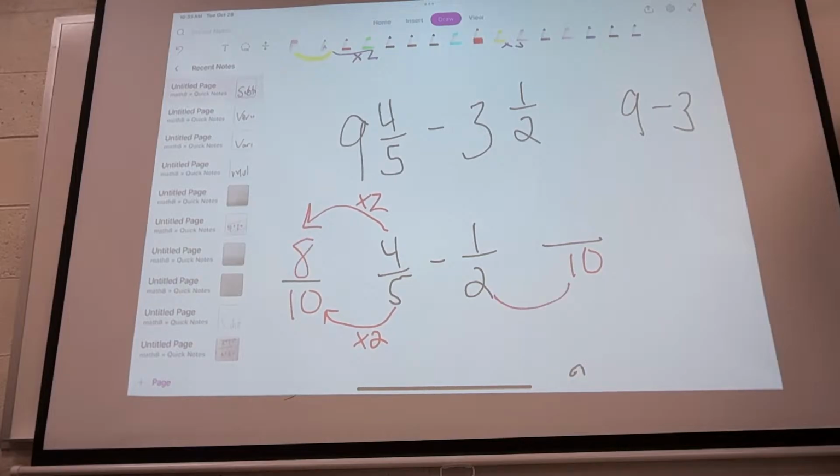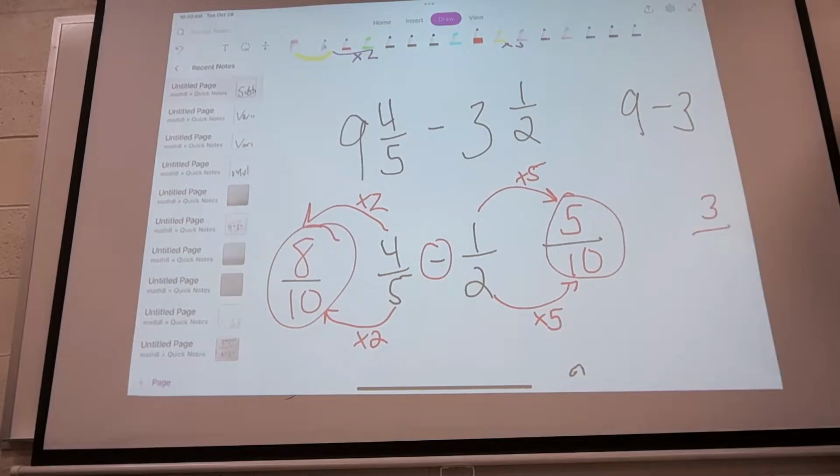How do I turn a 2 into a 10? 2 times 5. Whatever I do to the bottom, I do to the top. 1 times 5 is 5. 8/10 take away 5/10 is 3/10. Very nice. 9, take away 3 is 6 and 3 tenths.